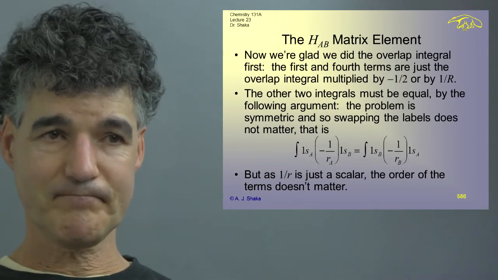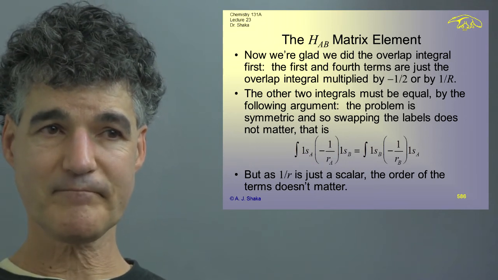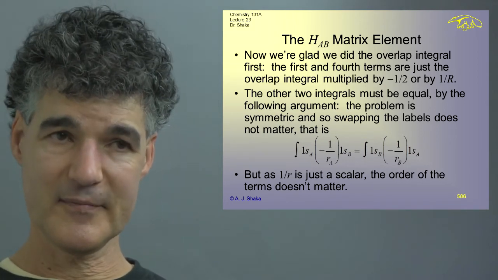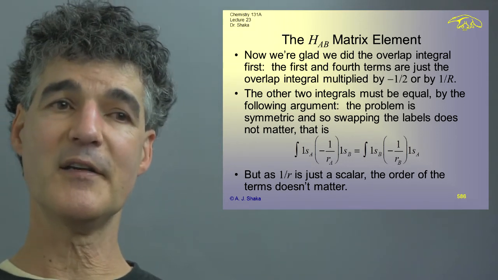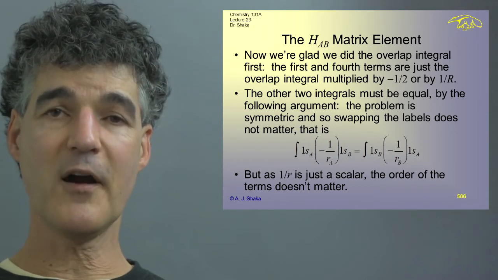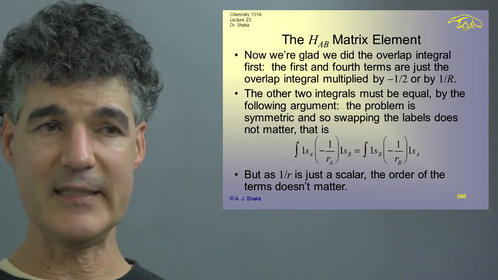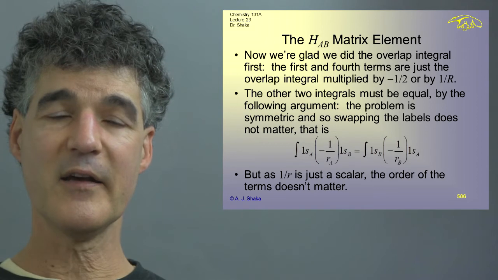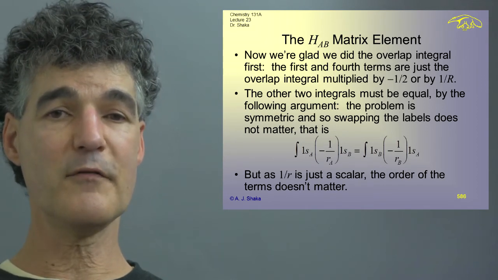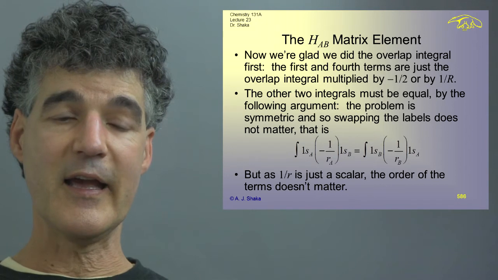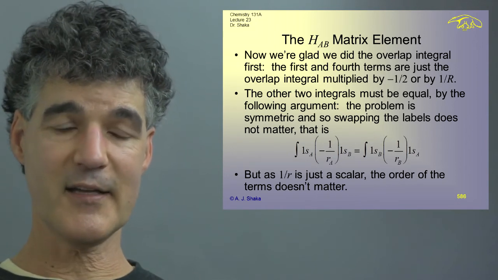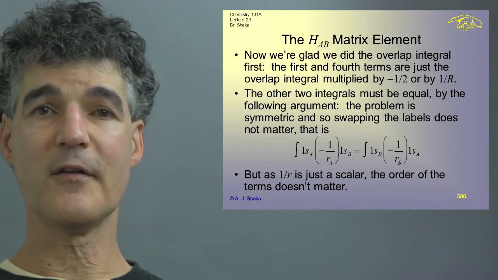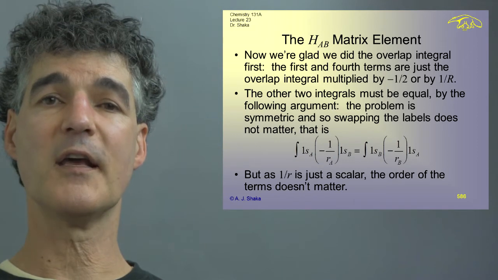The first one is just a half again, times the minus a half, times the overlap integral. So that one's easy. And the last one is just 1 over big R times the overlap integral. So that one's easy. That leaves us with the two-center ones. And we could expend an awful lot of effort doing one of them and doing the other one, and then scratching our head and saying, my, isn't that something? Those two are the same. Well, let's see why they're going to be the same, and then let's only calculate one of them.